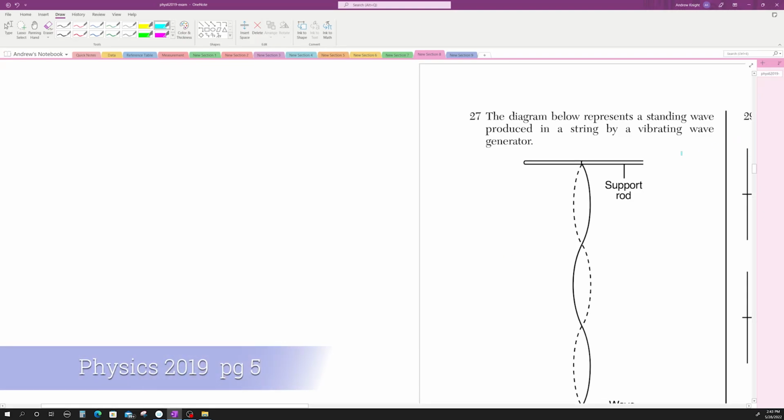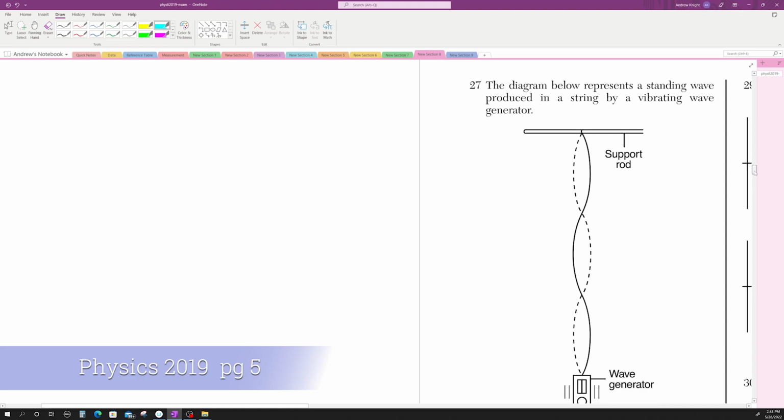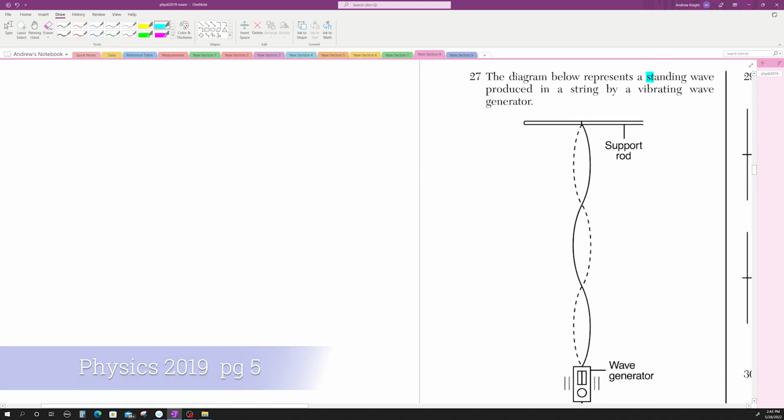Question number 27. The diagram below represents a standing wave produced in a string by a vibrating wave generator. Remember, a standing wave looks like it's not moving, and that's because we have something called nodes and antinodes. Nodes are where there's destructive interference occurring, and it looks like the wave is not moving at all at those locations. Here, however, we have the antinodes. The antinodes are the part of the wave that do move back and forth.